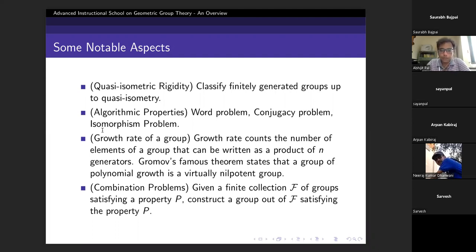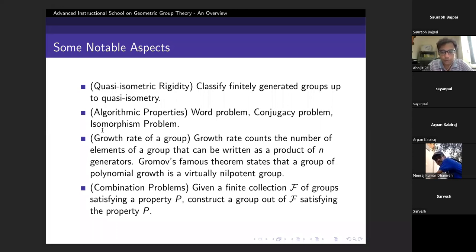The next property is the algorithmic property. It is about the word problem. The word problem says that given a finitely generated group, you have to find an algorithm to decide whether a word represents the identity element or not. Similarly, the conjugacy problem says that given two elements, find an algorithm to decide whether they are conjugate to each other or not.